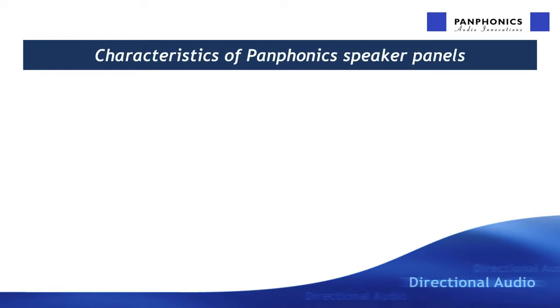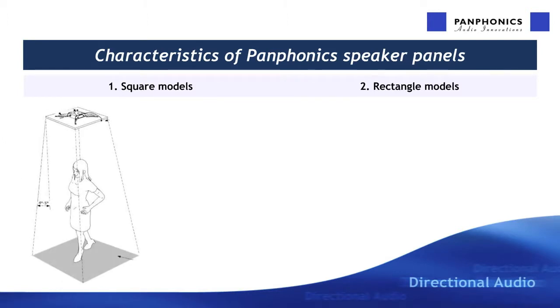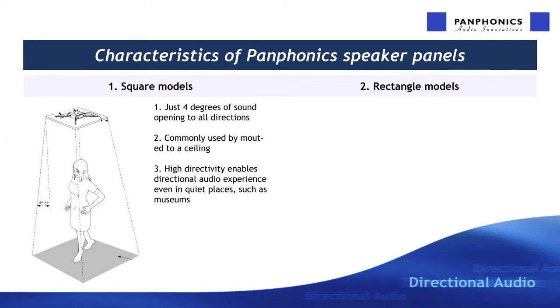Finally, let's look at the characteristics of our speakers. As I have mentioned in this video, we have a square speaker panel and a rectangle speaker panel. First, the square model has very high directivity in all directions, which means that even in a quiet place, it contributes to a highly directional sound environment, and it is suitable for installation that requires very narrow sound coverage.